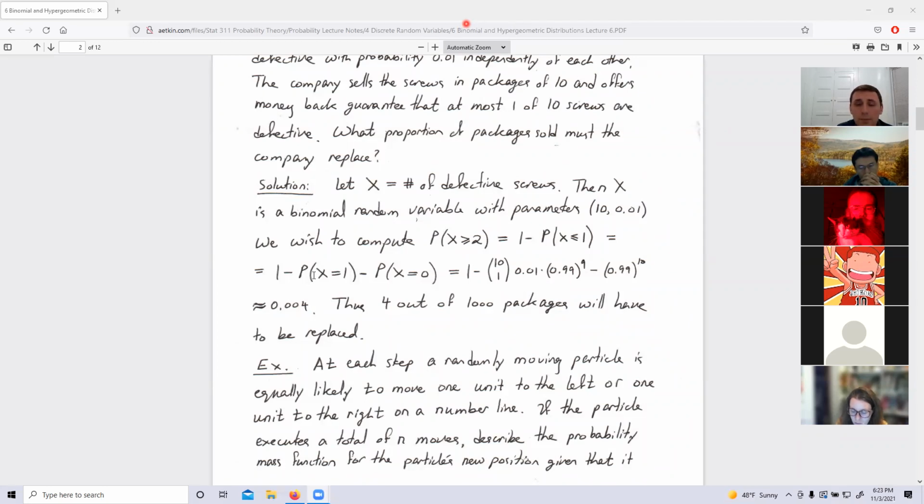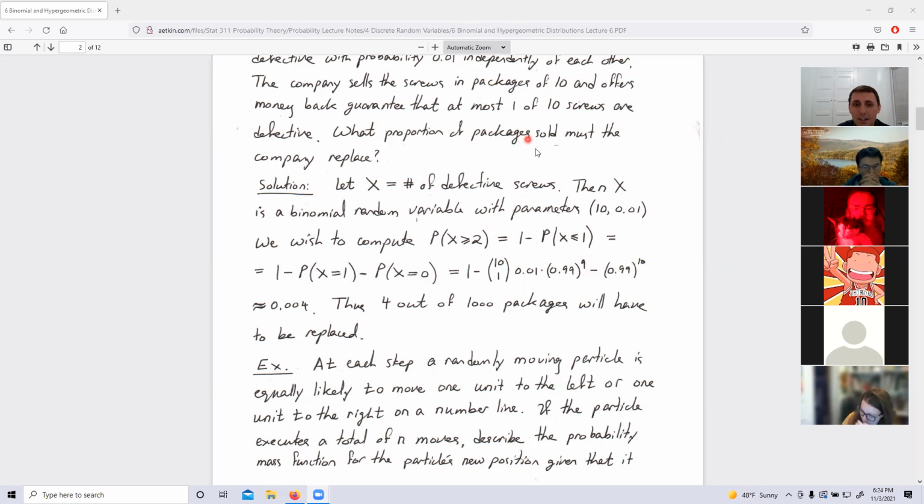The company must replace it if there are two or more, because they say at most one. You have to be careful with the wording. At most one means that if it's one defective screw, they're not going to replace it. But if there are two or more, they will replace it. That's how we understand it. So the opposite.